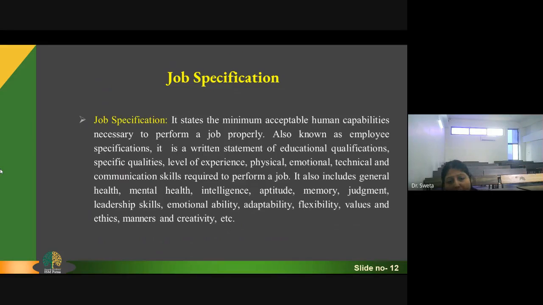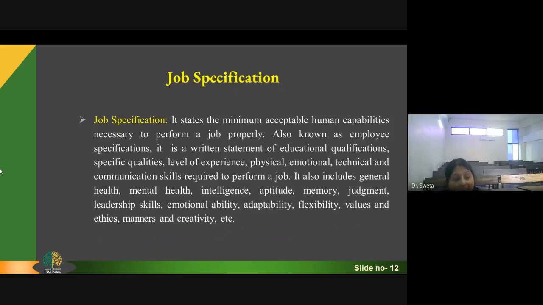Now, coming to the job specification part, here we have talked about the description part, in which there will be detailed information regarding the job: job title, job location, what tasks and responsibilities you need to perform, what kind of machines or tools you are going to work on. All this information will be there. Now, based on the responsibilities that are assigned, what kind of requirements an organization has for the employee needs to be decided. So when we talk about job specification, basically it is the minimum acceptable human qualifications that are required to perform a job.